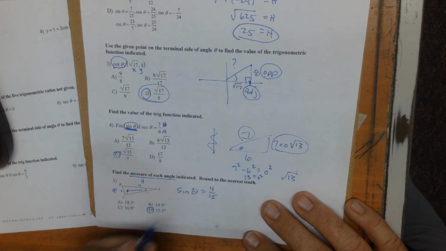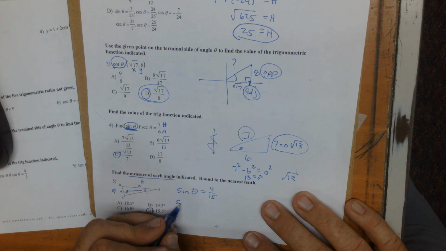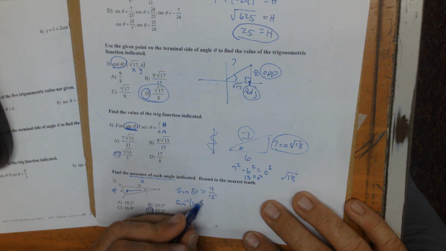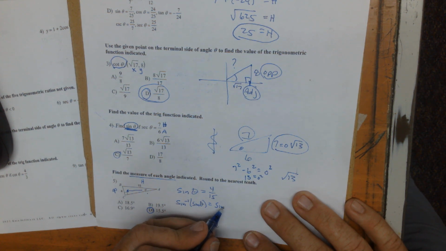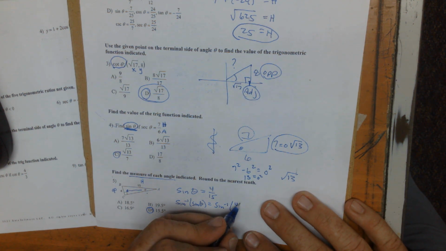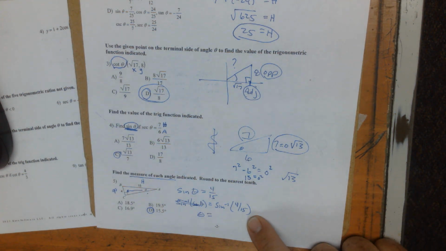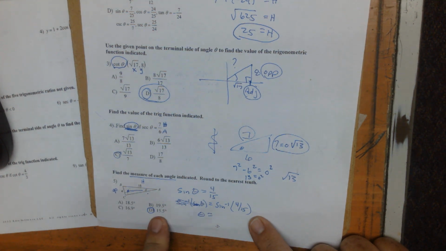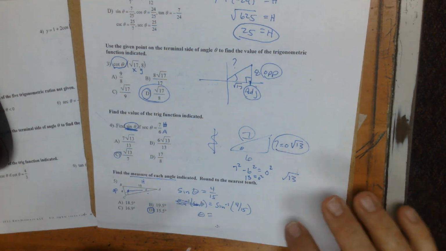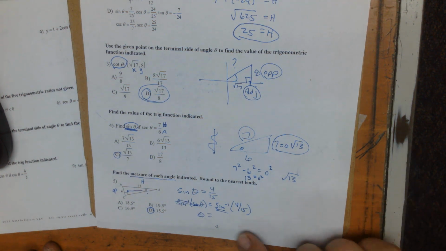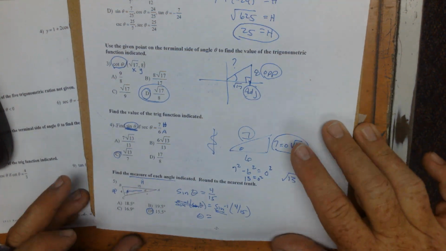4 over 15. And then if you do the inverse sine of theta, you end up plugging this into your calculator, because that's going to cancel, and I'm going to get theta. And I'm going to plug that into the calculator, and it's going to spit out 15.5 degrees. So don't forget, this is a key, the second sine function of your calculator.